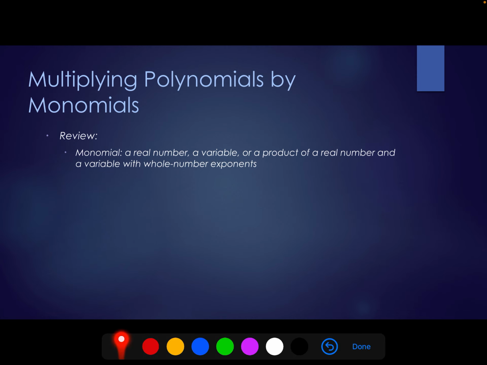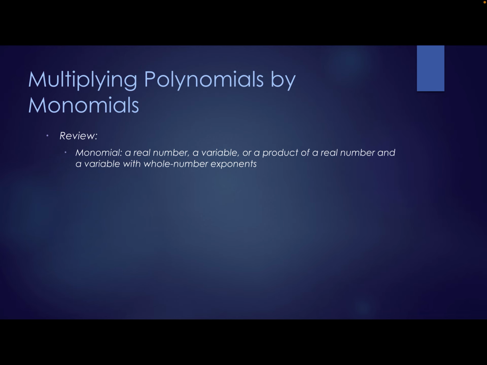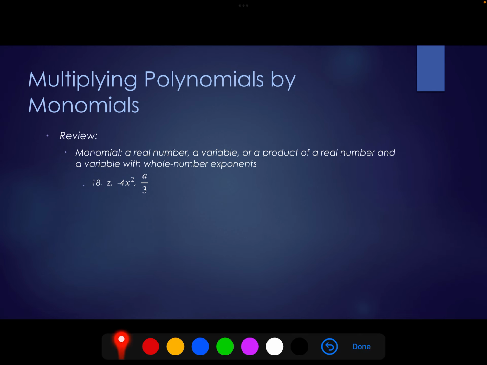So remember, a monomial is a real number, a variable, or a product of a real number and a variable with whole number exponents. And here are some examples of monomials. All right, so 18z, negative 4x squared, and even a over 3. All of these are either real numbers, a variable, or a product of a real number and a variable. And then a polynomial, well, that's just a monomial, or it can be a sum of monomials. So if we took all of these terms and added or subtracted them, then it would become a polynomial.